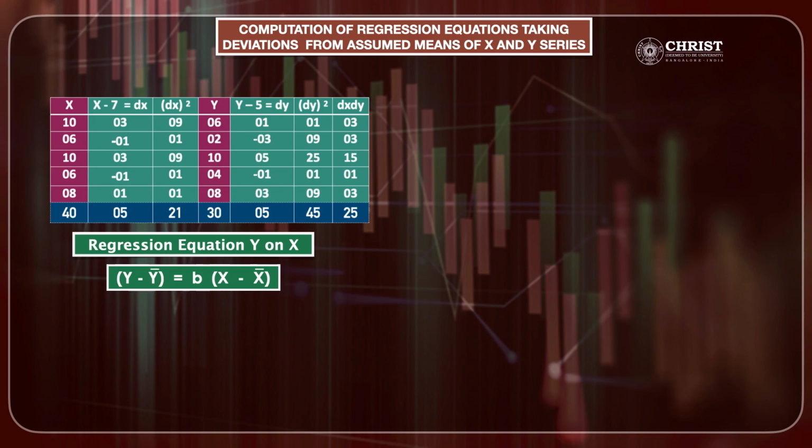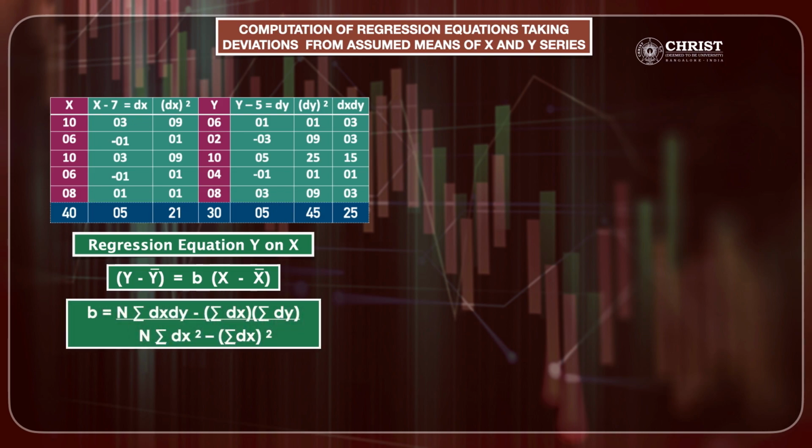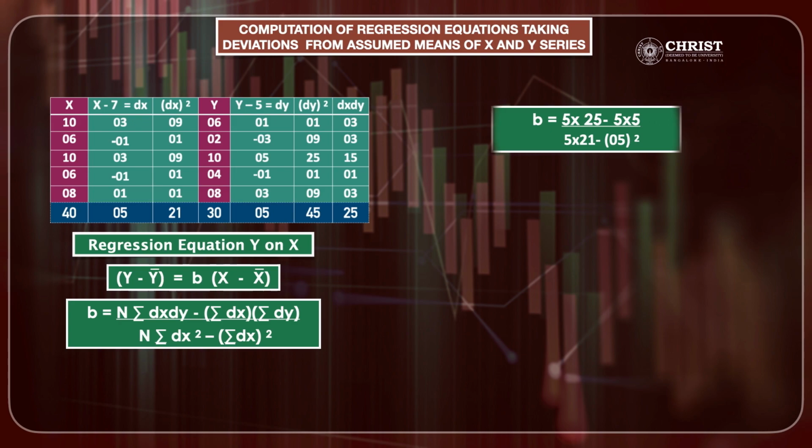b into x minus x bar. Now how do you calculate b? b is equal to n sigma dx dy minus sigma dx into sigma dy divided by n sigma dx square minus sigma dx the whole square. Now to substitute the values in the equation, we get b is equal to 5 into 25 minus 5 into 5 divided by 5 into 21 minus 5 square, that is equal to 1.25.